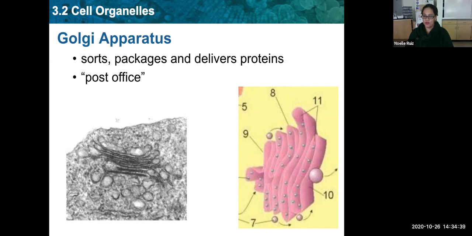It gets packaged up in a vesicle, which we're going to talk about next, and sent off to wherever it needs to go. So we call this the post office or even UPS because that's what a post office does. Sorts and packages and sends off mail.